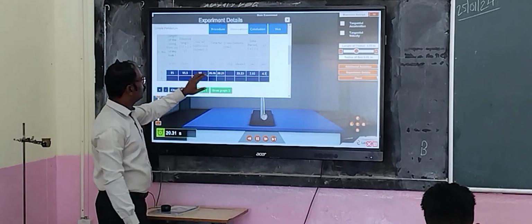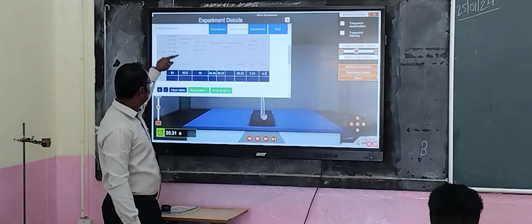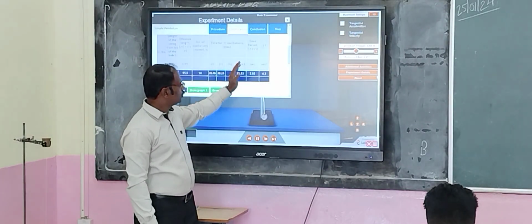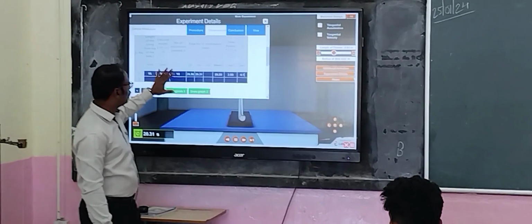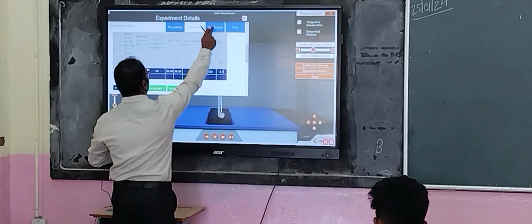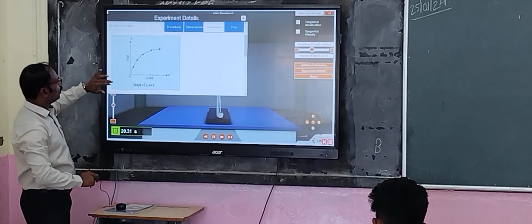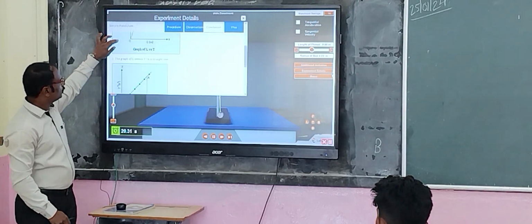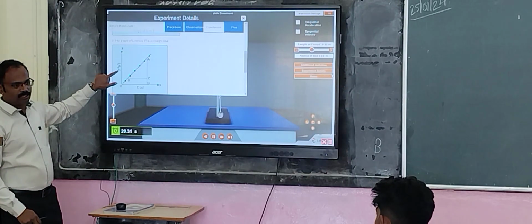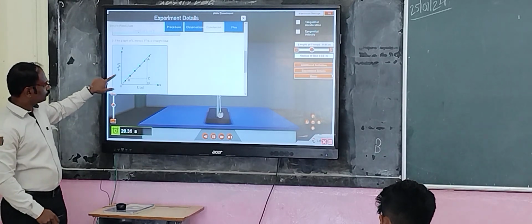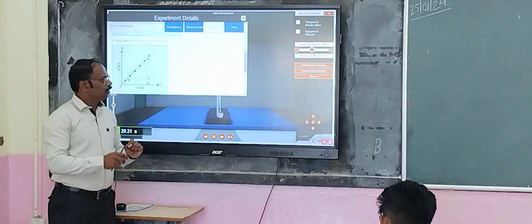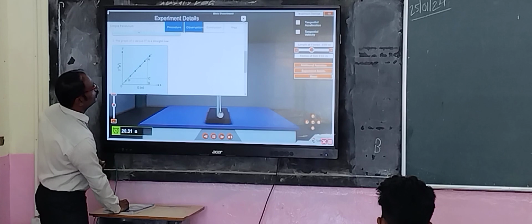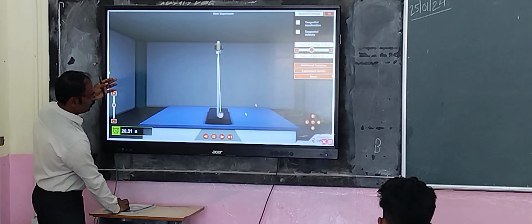So now we have the values. This is length L 95.5, T is 2.03 and T square is 4.1. Now we are going to draw the graph for this. If you draw the graph, we will approximately get a graph like this. So this is the graph for L versus T, and this is the graph for L versus T square. You know that the time period is equal to 2 pi into root of L by g. So by using this, we can do the experiment like this also.